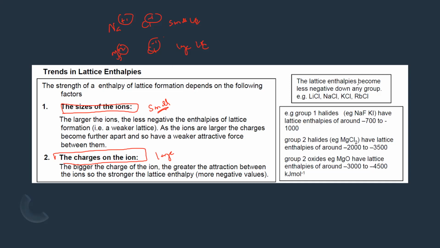So the enthalpy of lattice becomes less negative as we go down. For example, if you have lithium chloride lattice, sodium chloride lattice, and potassium chloride lattice: potassium is larger in size compared to sodium, and sodium is larger in size compared to lithium. So lithium chloride will have a higher lattice energy as compared to potassium chloride, which will have a lower lattice energy.